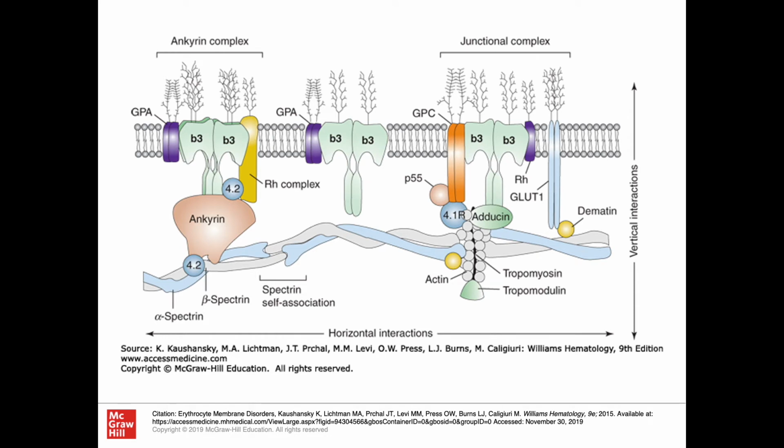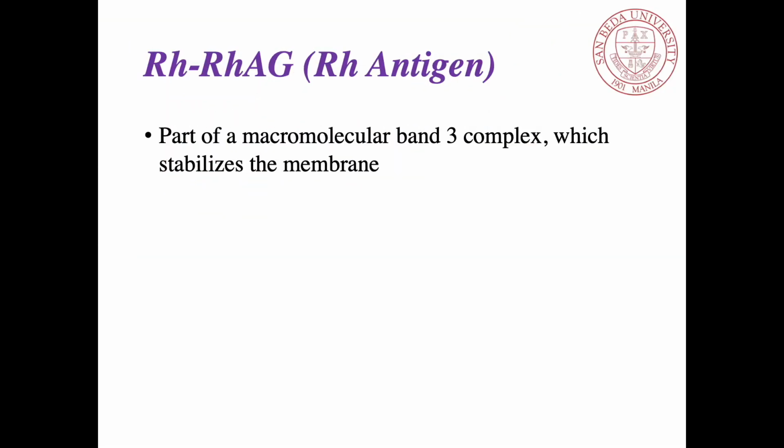As can be seen in this figure, the Rh-Rhag complex is part of a macromolecular band 3 complex which stabilizes the membrane. The Rh antigens are expressed as part of a protein complex in the RBC membrane as described earlier. This complex is only expressed in cells of the erythroid line, and therefore, Rh antigens are only expressed in RBCs. The composition of the Rh antigen is unknown, but it is thought to be a tetramer, consisting of 2 molecules of Rh-associated glycoprotein or Rhag and 2 molecules of Rh proteins.